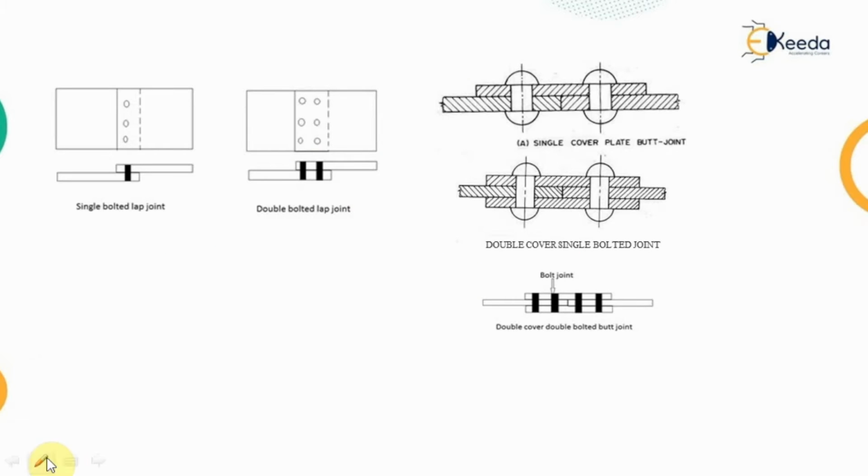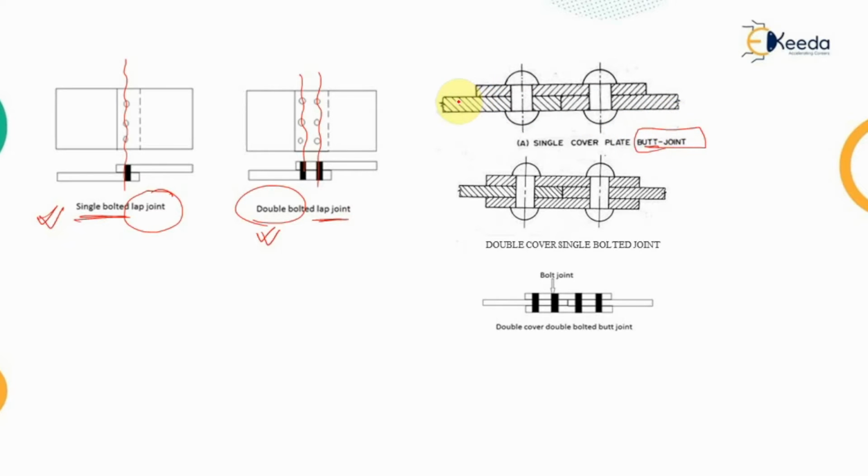So these lap joints are classified into 2 categories, that is a single bolted lap joint and the double bolted lap joint. That means if we are providing a single chain of the bolts, then that type of lap joint is known as the single bolted lap joint. And if we are providing the two rows of the bolts, then that type of lap joint is known as the double bolted lap joint. And if we are providing multiple rows of the bolts, then that type of lap joint is known as the multiple bolted lap joint. Now this butt joint can be classified into three categories.